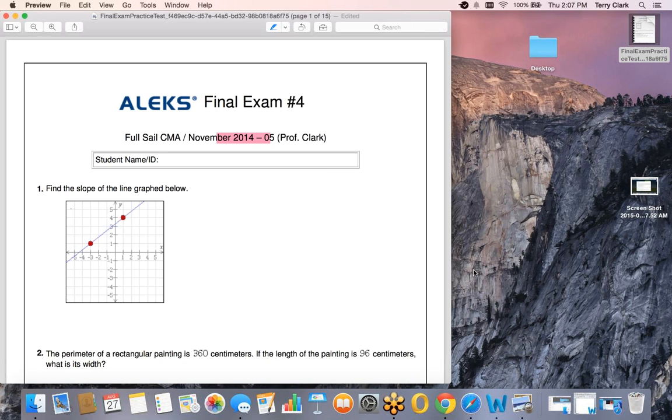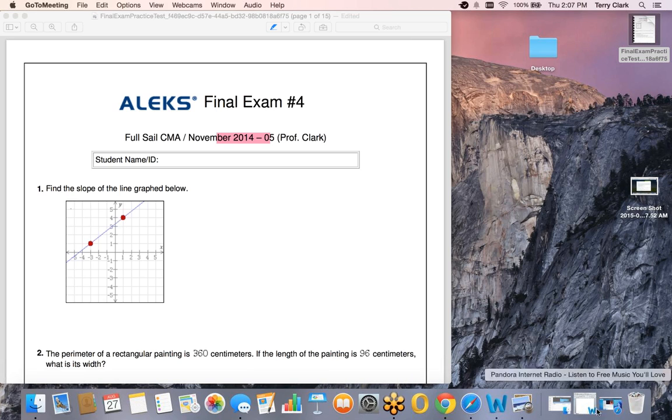Okay, so our first problem states that we need to find the slope of the line graph below. Okay, so I want you guys to see if you can find that slope, and then I want you to type it into the chat box. Okay, Joe has -4/3.